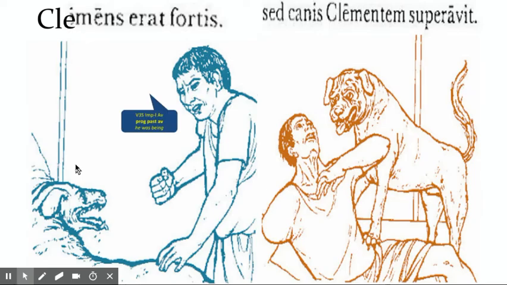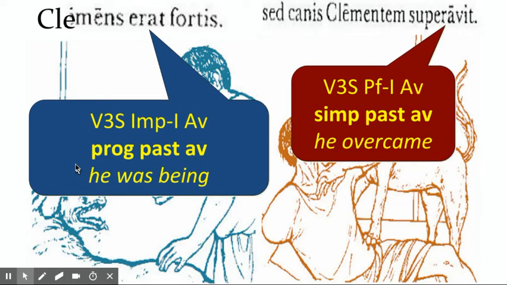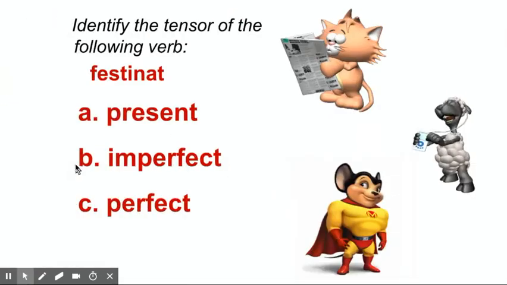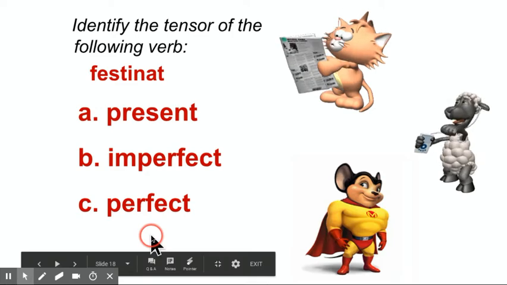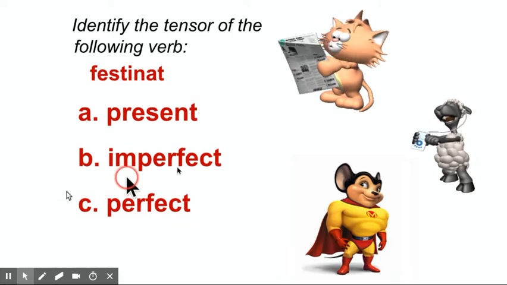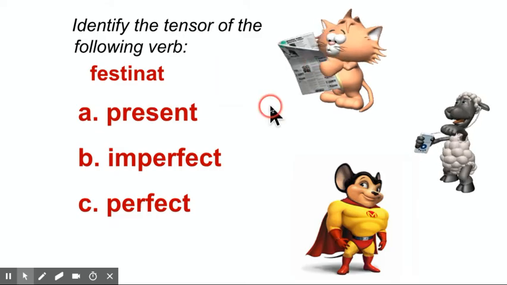Now you do have the irregular, erat, he was, and superavit, he overcame. All right? So, festinat, is it present, imperfect, or perfect? There's no V, there's no bam, bas, bat, so by nature, it's present.